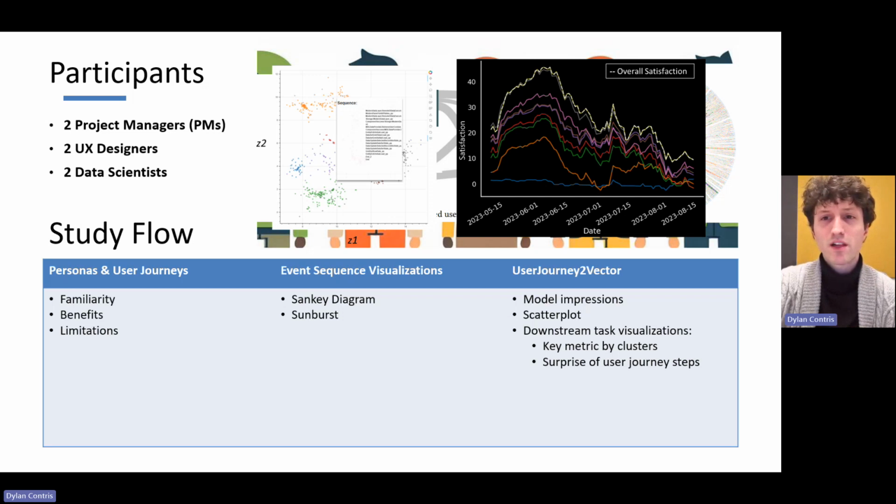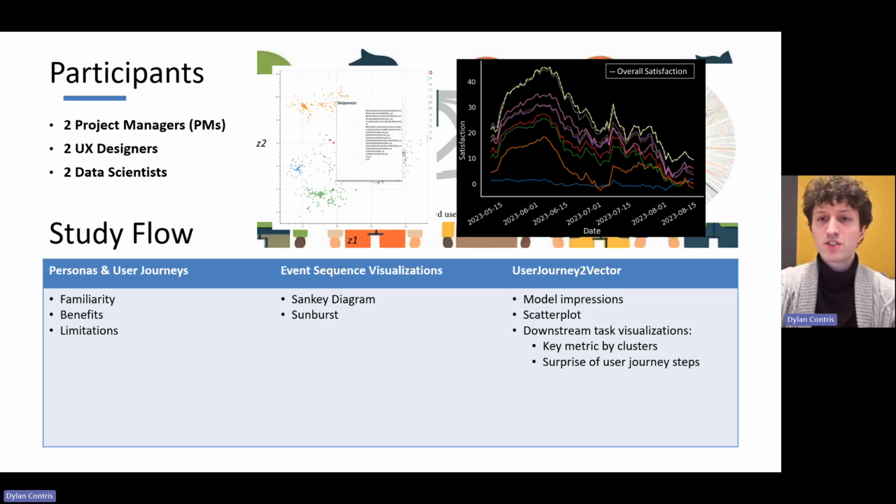We began by querying the experts on their use of personas and user journeys. We asked each participant about their familiarity and frequency of use, as well as the benefits and limitations of the way they currently use such tools within their product groups. Next, we presented some examples of visualizations for sequential data, as in the sequences of their users' telemetry events, including a SIGCHI diagram and an interactive sunburst chart. We asked the experts to describe their familiarity with these kinds of tools, as well as limitations they perceive in their use. Finally, we introduced the UserJourney2Vector model and queried their impressions of the concept.